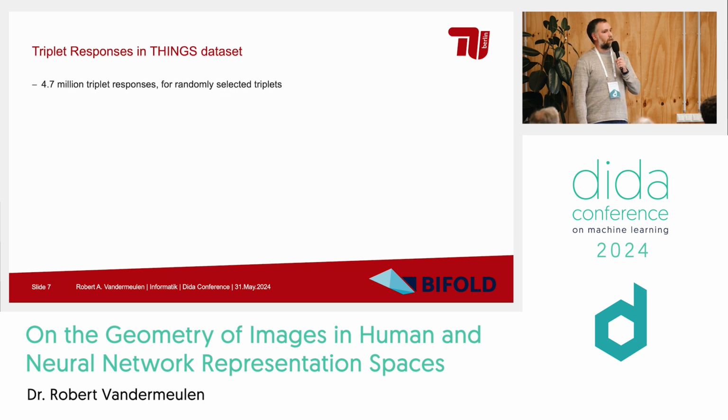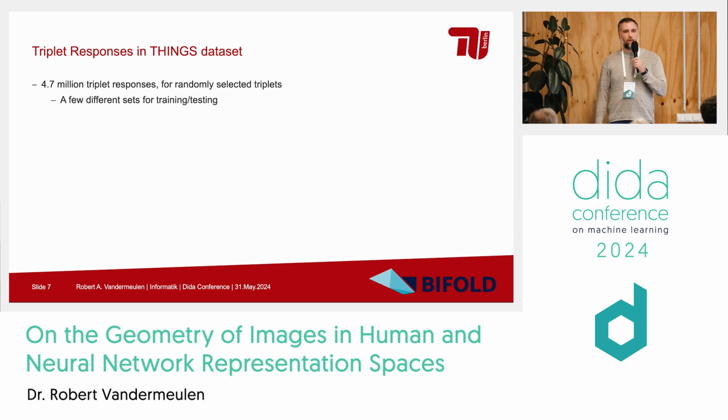Okay, so the things data set contains 4.7 million triplet responses. Every triplet was randomly selected, presented to a subject, and repeated. This was done online. It's all open. I'll show the website in a second, but there are data sets for training and testing if you want to dig into this a little bit. It contains over 12,000 participants.